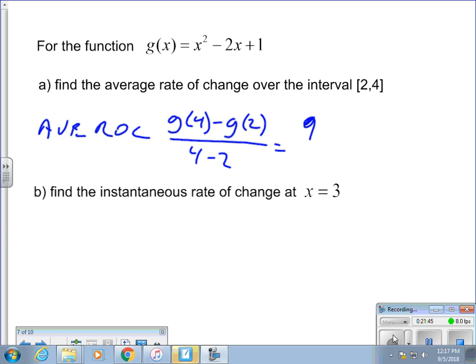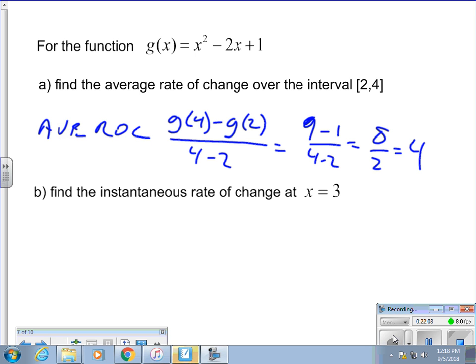And then put in 2. 2 squared is 4 minus 4, so I get 1. 9 minus 1 over 4 minus 2. That's 8 over 2, which is 4. Right? Because 4 squared is 16. 2 times 4 is 8. 16 minus 8 plus 1. Okay.